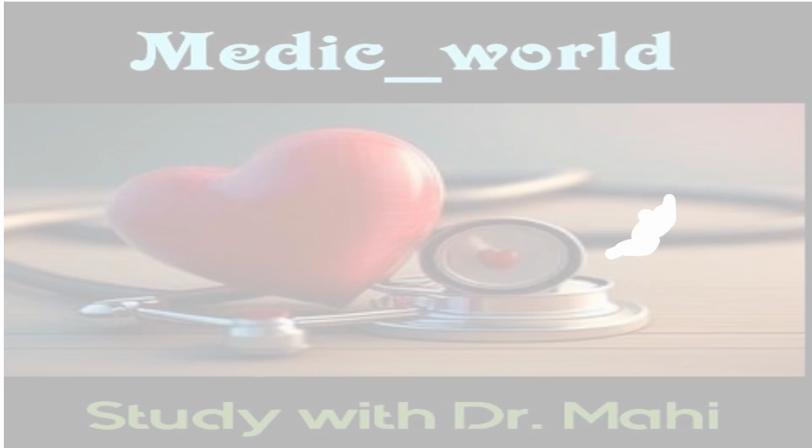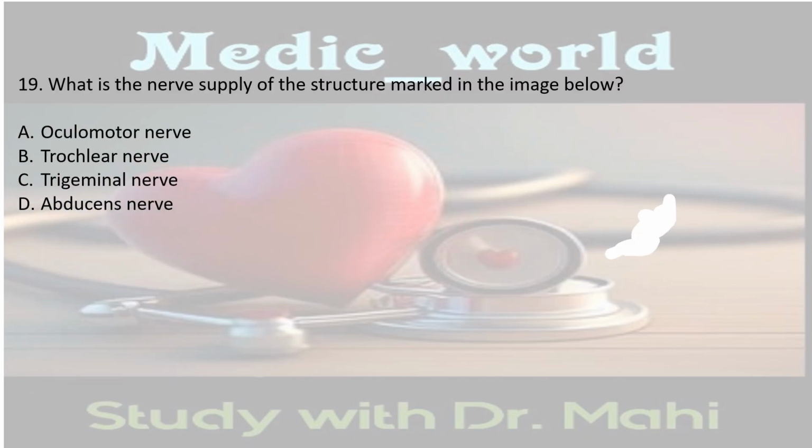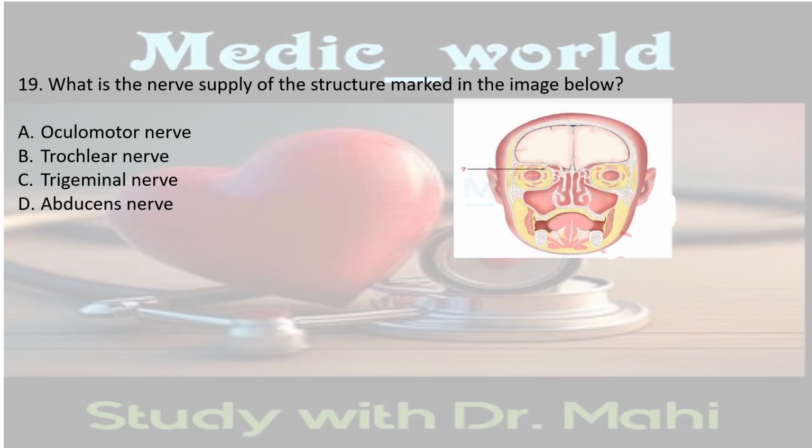Now the next question. What is the nerve supply of the structure marked in the image below? The structure here which is marked in the image is the superior oblique muscle, and it is innervated by the trochlear nerve. We have discussed the mnemonic SO4. Fourth nerve is the trochlear nerve. So the answer is option B, that is trochlear nerve.